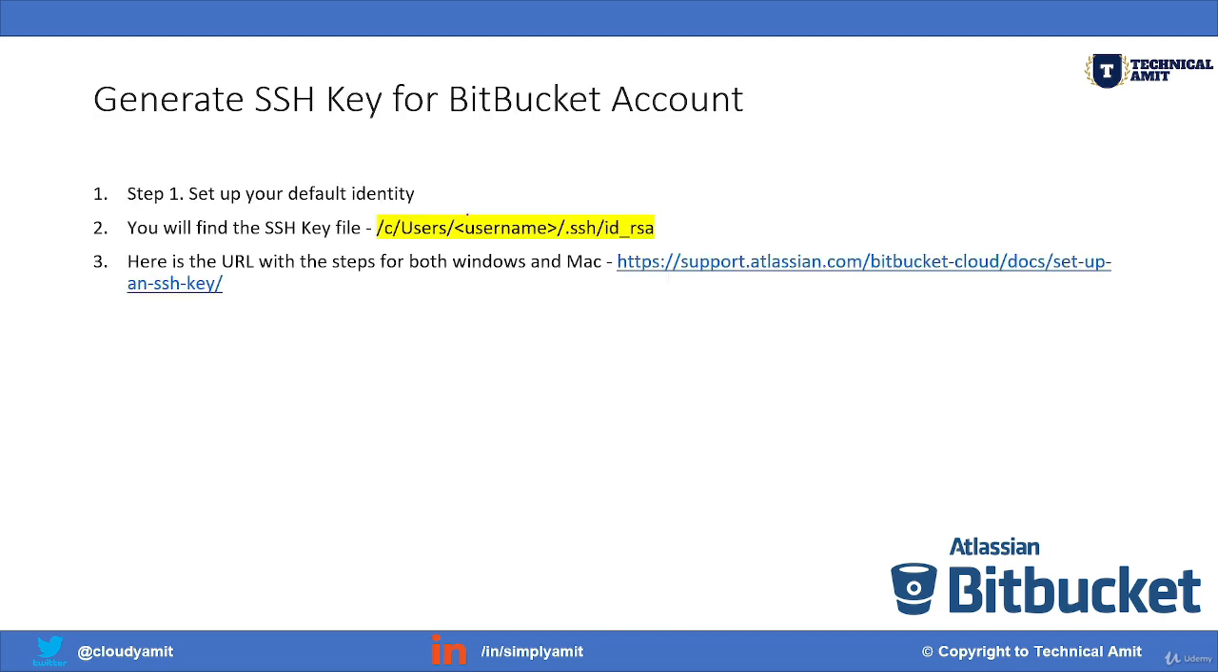To generate the SSH key, the first thing we need to do is set up the default identity, and for that there is a command, ssh-keygen, which is a Windows command and also works for Mac as well as Linux. We will find the SSH key here inside our C drive. We will be able to see that as well. And here are the complete steps for how to generate it for Mac, Linux and Windows. So let's quickly do that.